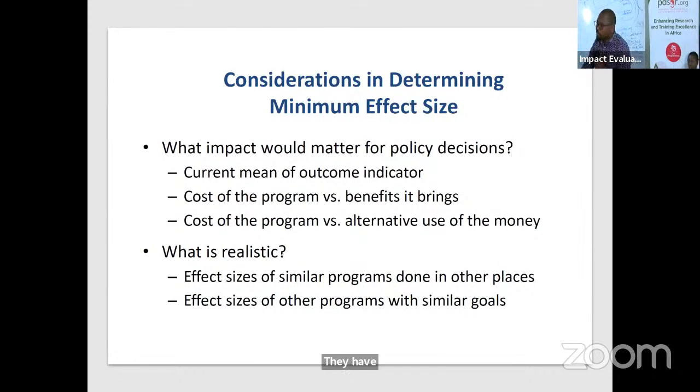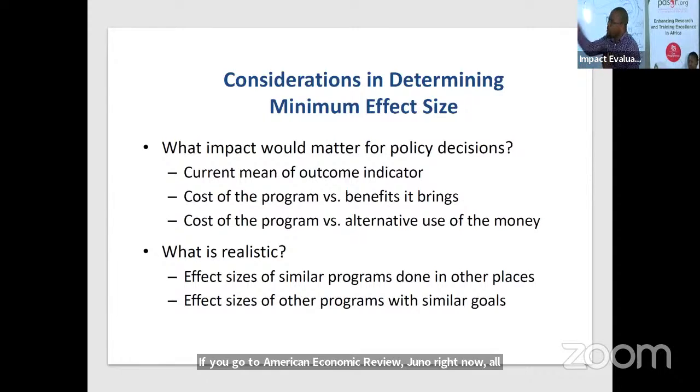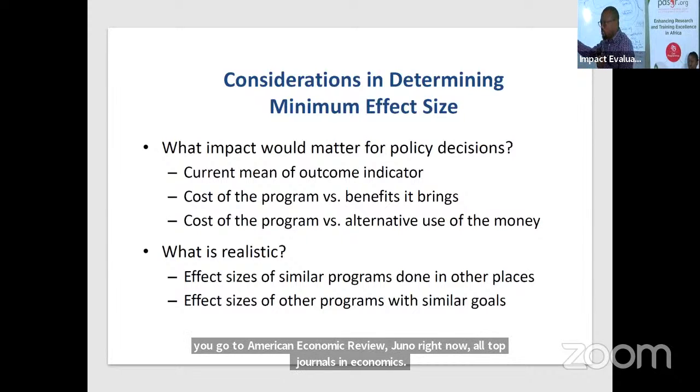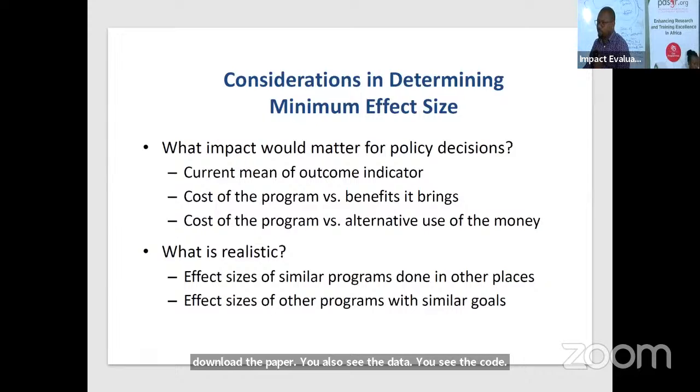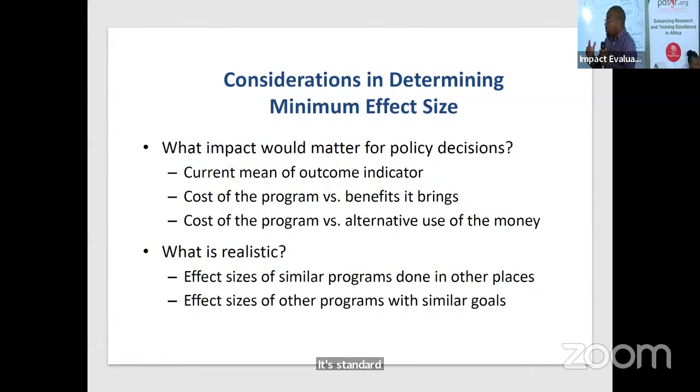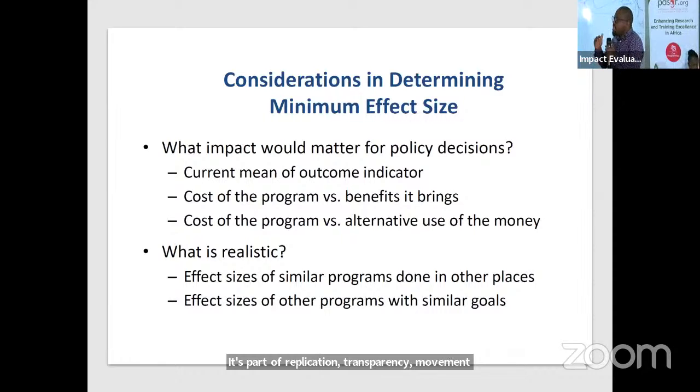When I was talking about the paper that was debunked, the GDP to debt ratio, it's because the data is available. If you go to the American Economic Review, all top journals in economics, you download the paper, you also see the data, you see the code. It's standard. It's part of the replication and transparency movement. But for us as a continent, we need to enhance scholarship. And that's why if you look at publications, Sub-Saharan Africa is less than 5%.